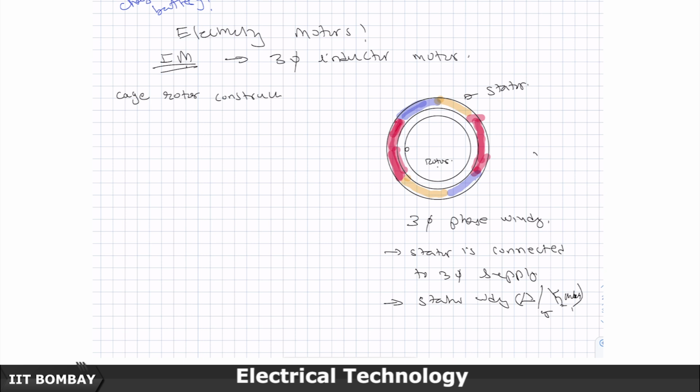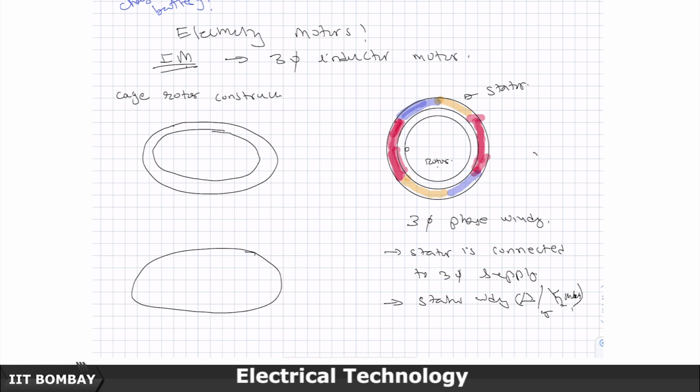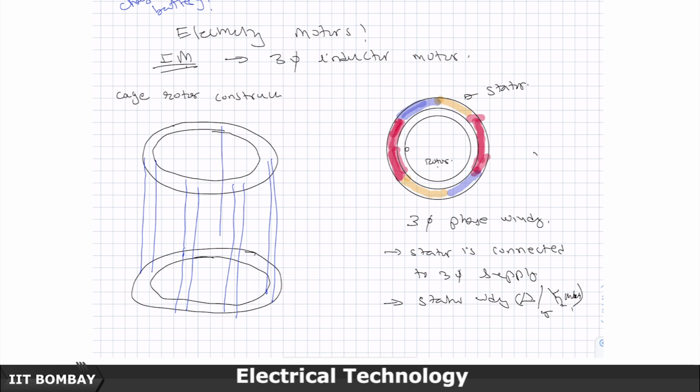So what I have here in a cage rotor construction is, actually it is a spherical thing, but I have drawn it slightly like that, but it is actually a spherical thing. And then I have bars. So these are copper bars, and this is also copper.